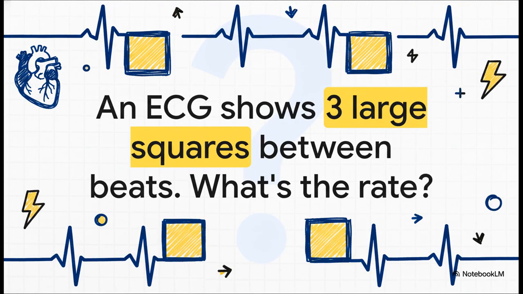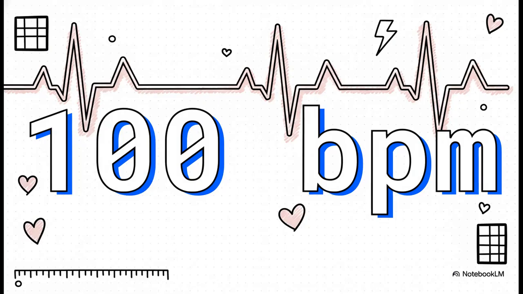All right, time for a little pop quiz. You're looking at an ECG strip, and you count exactly 3 large squares between those big spikes. Using that 300 method we just talked about, what's the heart rate? Go on, give it a shot. Did you get it? The answer is 100 beats per minute. It's just 300 divided by 3. See? With that one little piece of math, you're already starting to read the language.